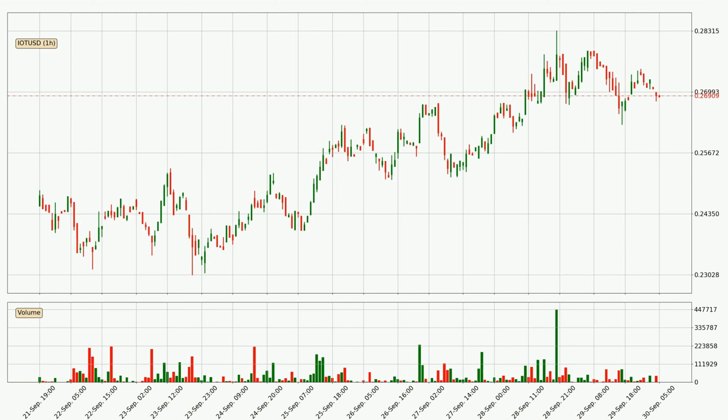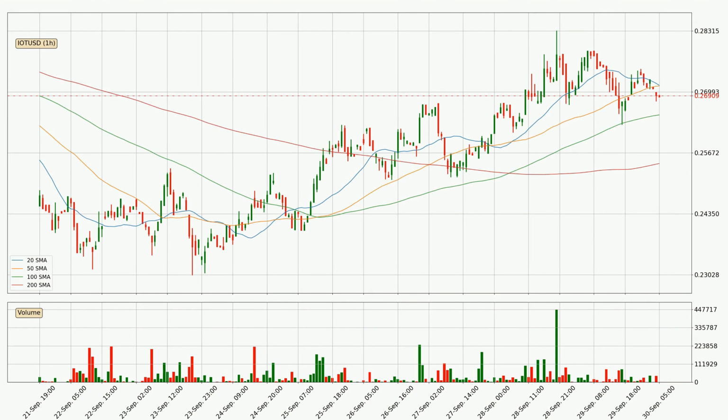If you are not familiar with the indicators, check out the explanation videos down below in the description. Taking a look at the hourly time frame for IOTA, it can be seen that the price went down with around 3.7% in the last 24 hours, with a current price of 26.9 cents. And the move wasn't very strong as the volume wasn't very high.